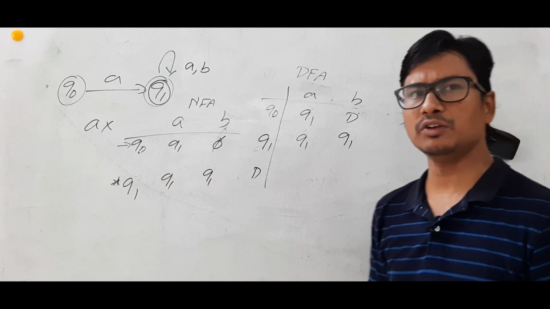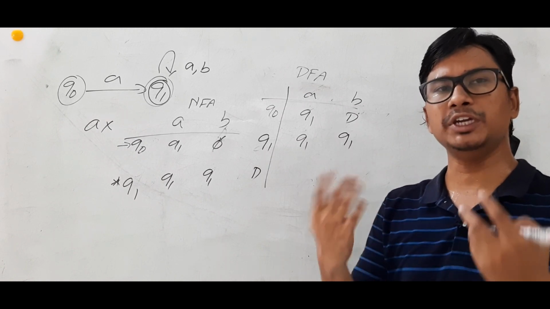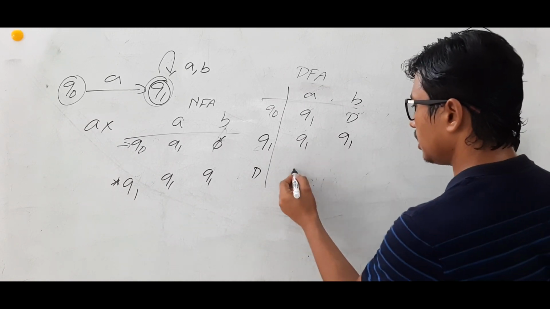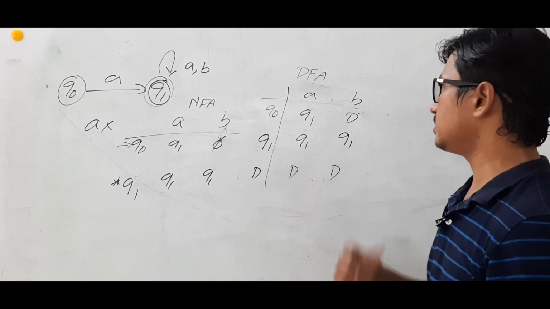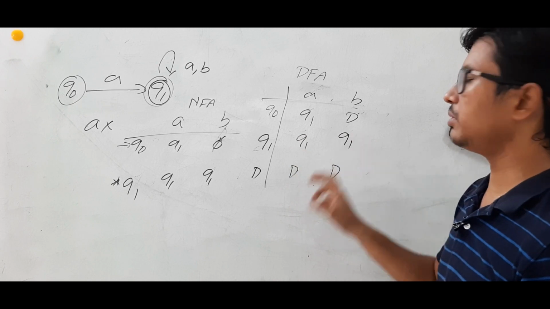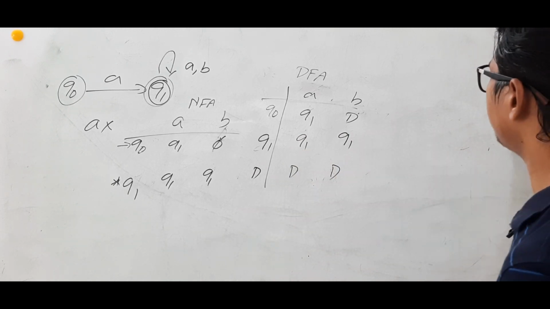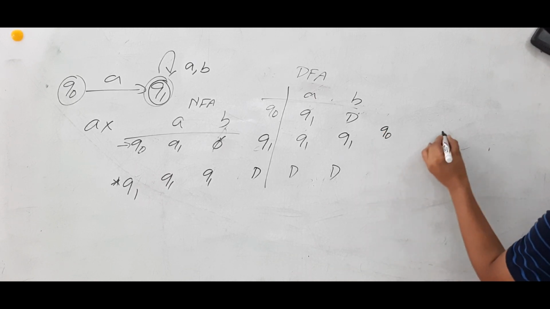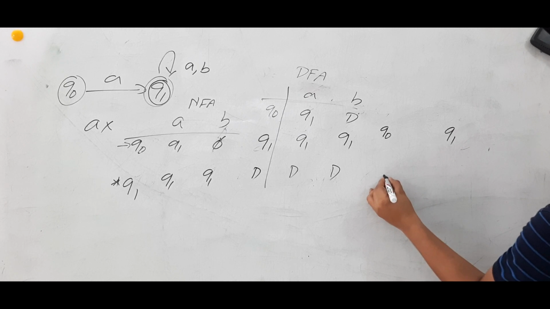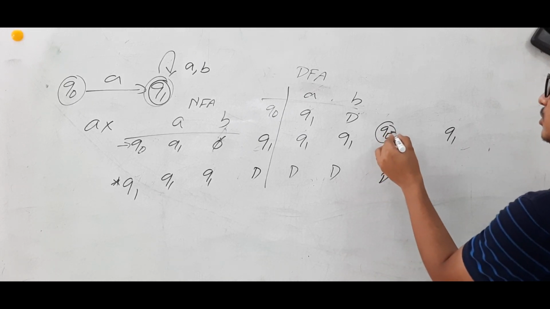Now if you see, when I call it a dead state, from that state on A and B it will go to the same state. So on D, on A and B, it will go to D. So, these are the transitions on A and B from the D state. Now, I want to find the DFA diagram or the transition diagram. How will I do it? I will take all the states Q0, Q1 and a D state. Q0 on A, it is going to Q1.